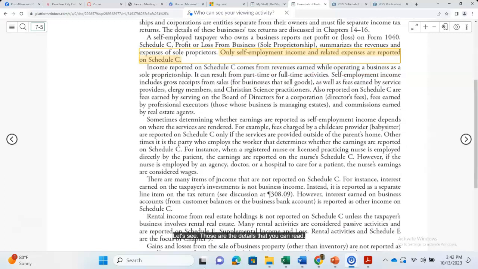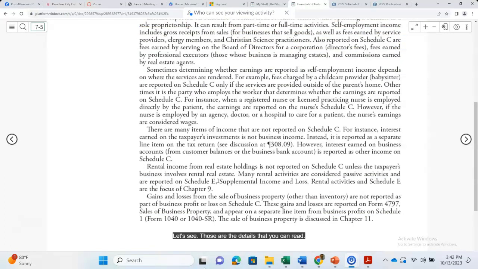Let's see. Those are the details that you can read. Oh, this one is a good one. Rental income from real estate. Make sure it's not on the Schedule C. It goes to Schedule E, right there, Schedule E.